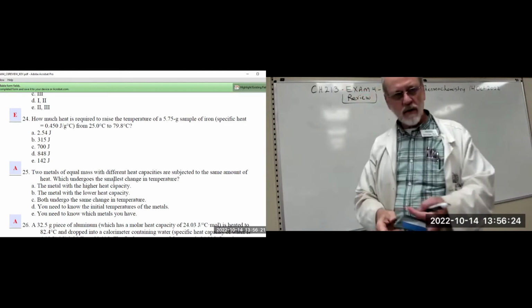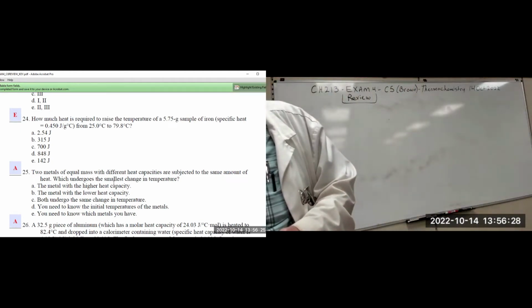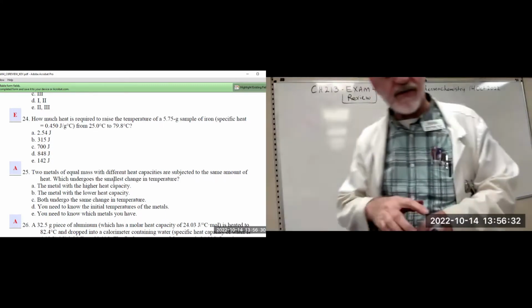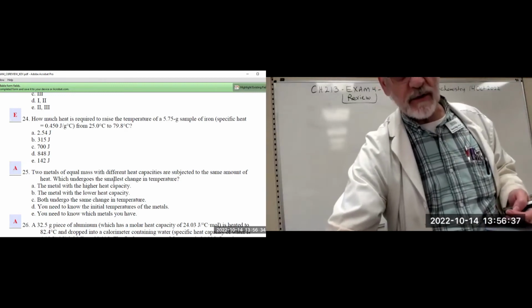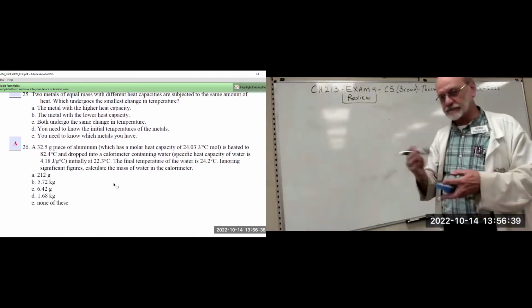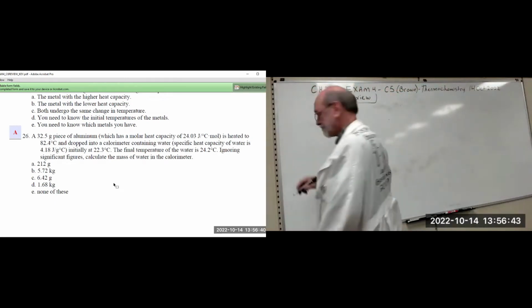That was 24. Let's see, how about, yeah, let's do 26. 26 is an actual calorimeter problem. All right.